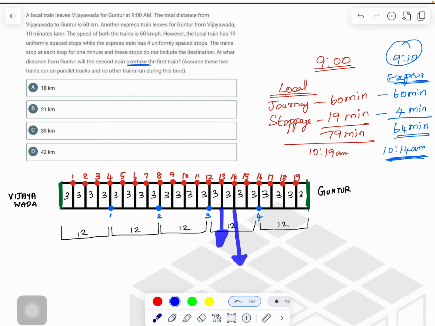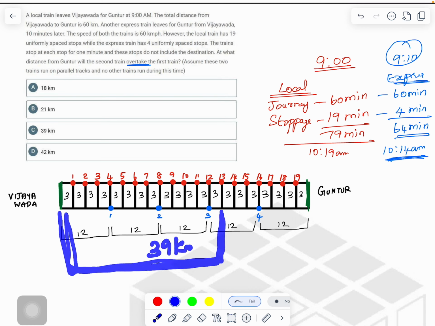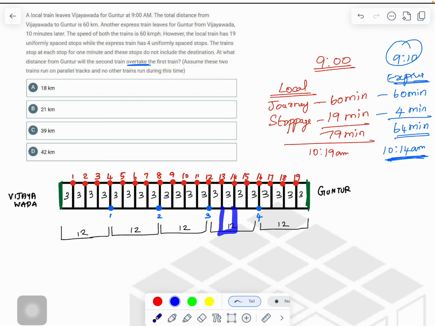But the moment it reaches this particular spot, the local train stops for a minute, and in that time the express train will overtake. So until we reach the first 13 parts of the journey, that is 13 into 3, 39 kilometers, for the first 39 kilometers the local train is the one which is leading. And for the next 3 kilometers, that is from 39 to 42 kilometers, the express train and the local train are going side by side. But from the 42nd kilometer onwards, the express train will overtake because the local train is stopping at this particular point.